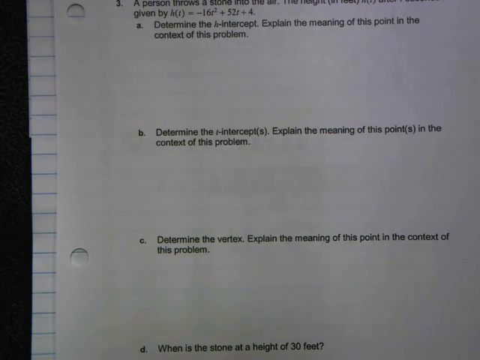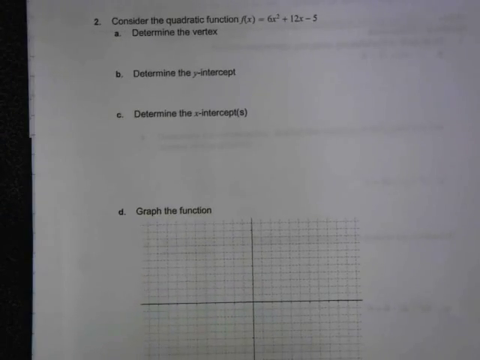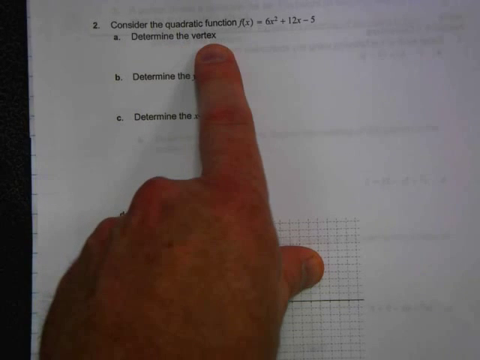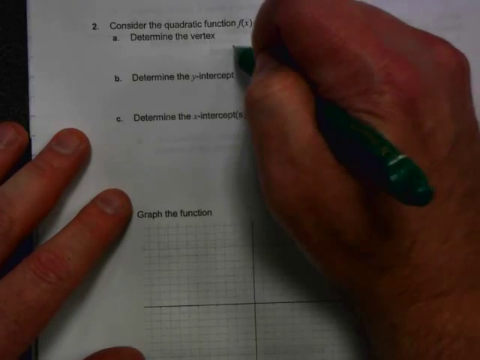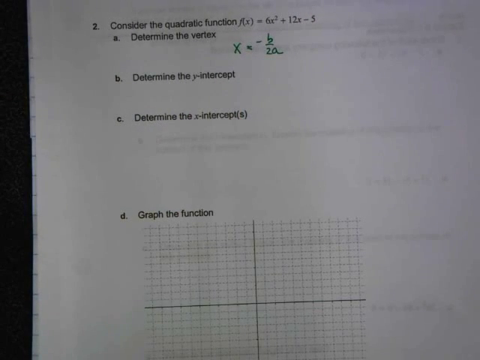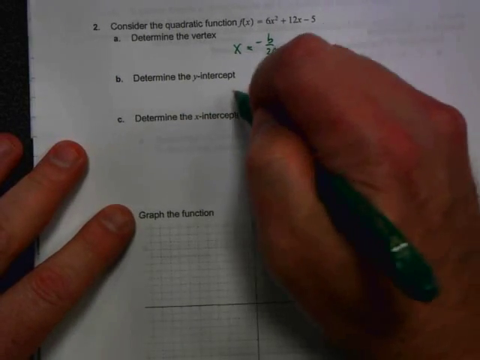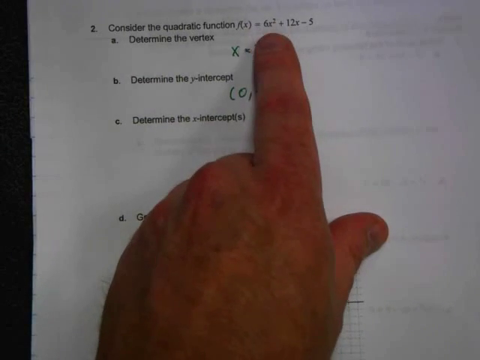All right, the problem I want to do, I'm going to skip number 2 because I don't have time. We'll just look at number 2 very quickly. Find the vertex. How would you find the vertex? We would use the little formula x equals negative b over 2a. Determine the y-intercept. How would you find the y-intercept? Let x equal 0. I can do that one easily enough. When x equals 0, y is negative 5. I just plug 0 in.